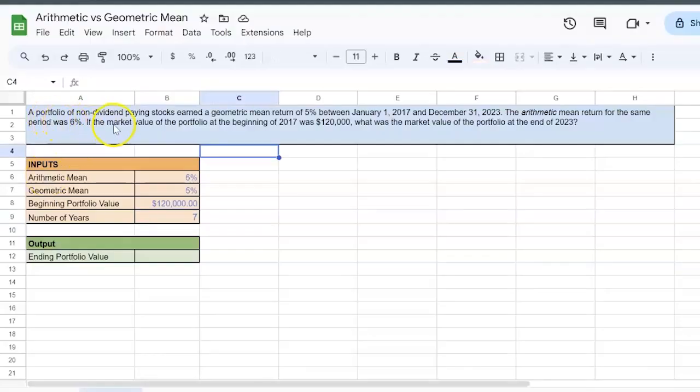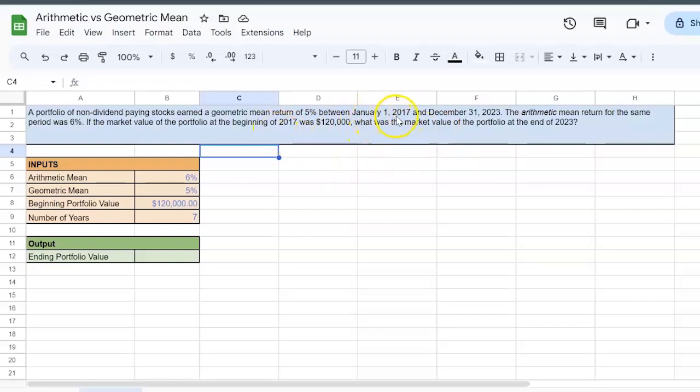So suppose there's a portfolio of non-dividend paying stocks that earned a geometric mean return of 5% between January 1st, 2017 and December 31st, 2023. You're also told that the arithmetic mean return for the same period was 6%. If the market value of the portfolio at the beginning of 2017 was $120,000, the question is, what was the market value of the portfolio at the end of 2023?